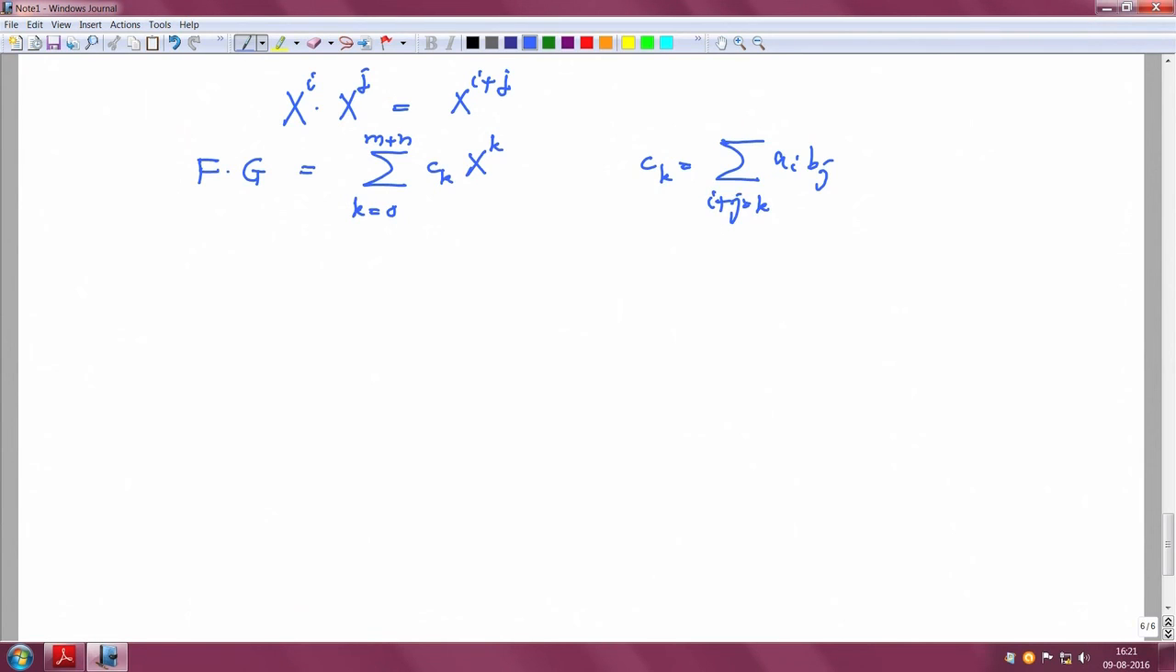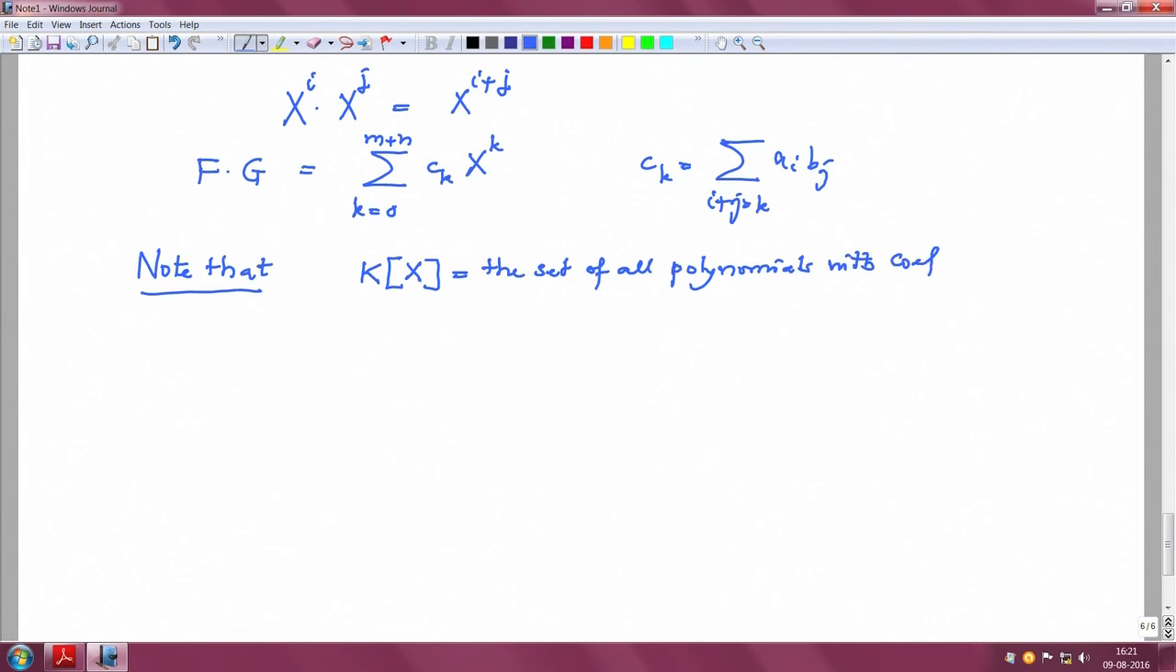So these are the usual formulas for the polynomials over a field. And so an important thing to note is that this k, the set of polynomials, I denote by k[x]. This is the set of all polynomials with coefficients in k.